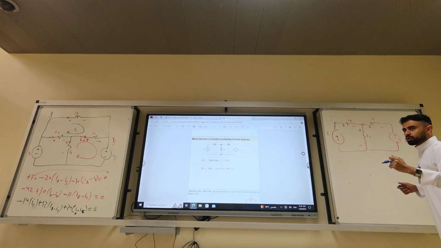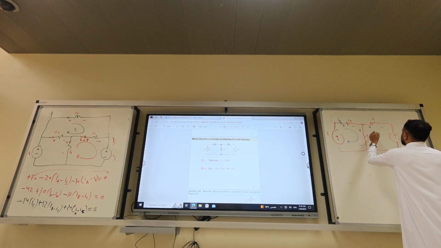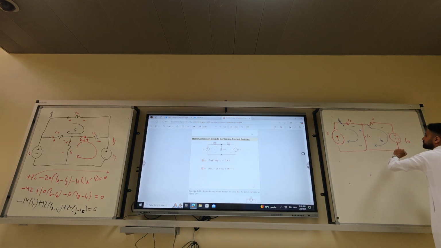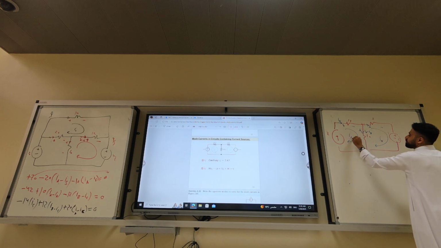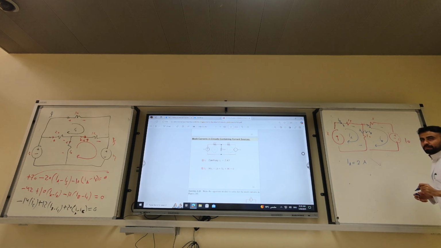Okay, step number, then you go to the directions. This is, we call it IA, right? This is, we call it IB. So IB enters from here, right? How about the 10 ohm resistor? What's the current? A minus IB. So in the first mesh, we already say IA equals to 2 amps. Because we know that this reduces our mesh analysis to only one current.